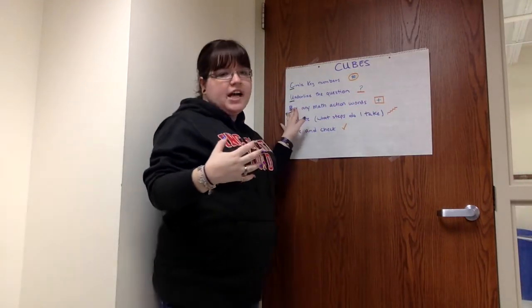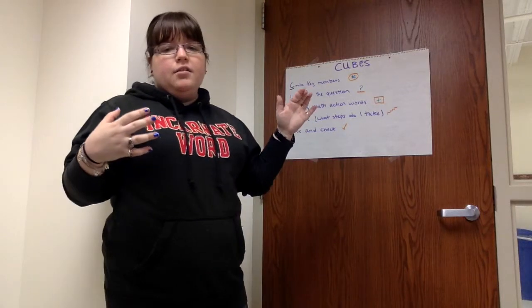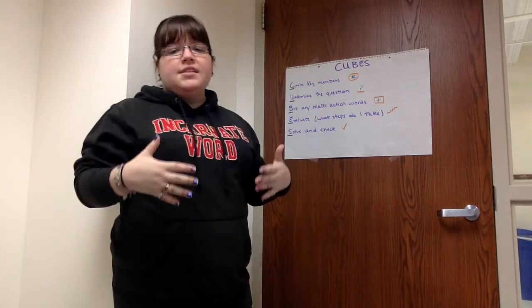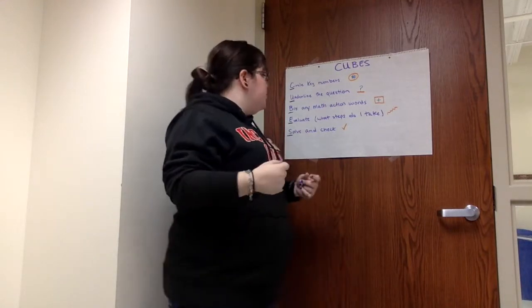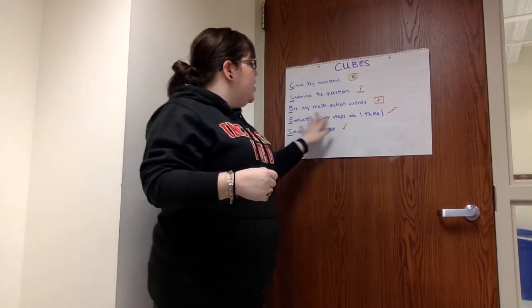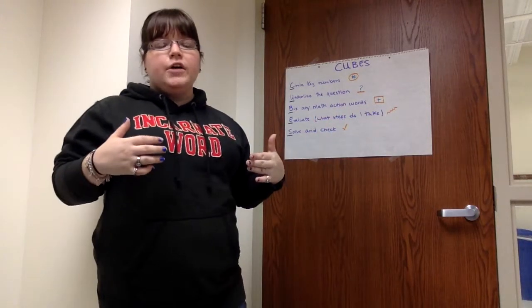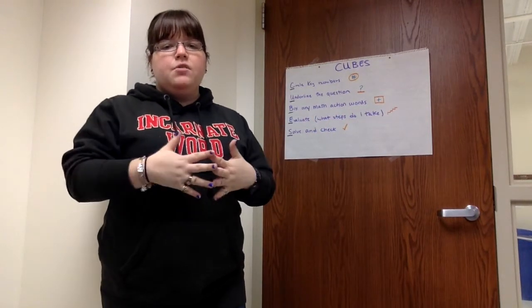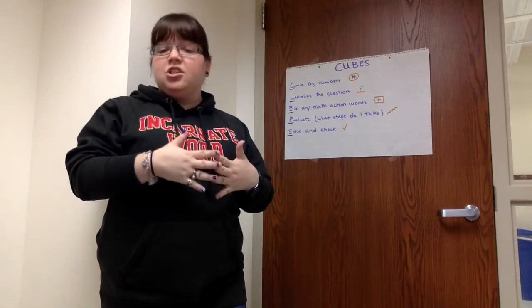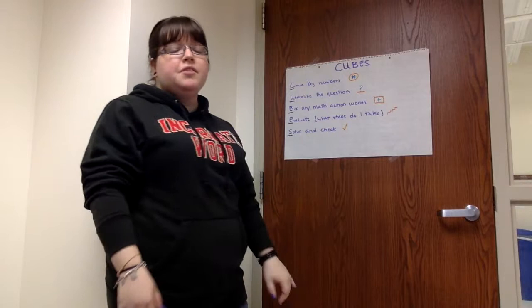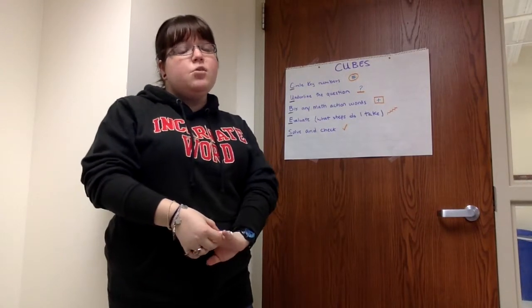You box any math action words so that you can see what strategy you're going to have to use and what process or type of equation you're going to have to use. You evaluate to figure out what steps you're going to have to take. So you use those boxed words to figure out what process you're going to be using, such as addition or subtraction. And then you solve and check. And the checking is probably the most important part because you want to make sure that you got the right answer.